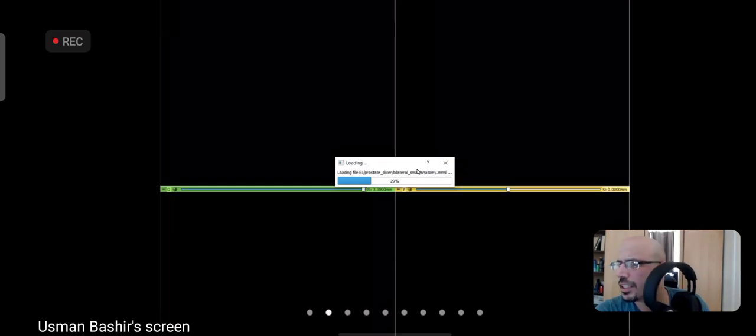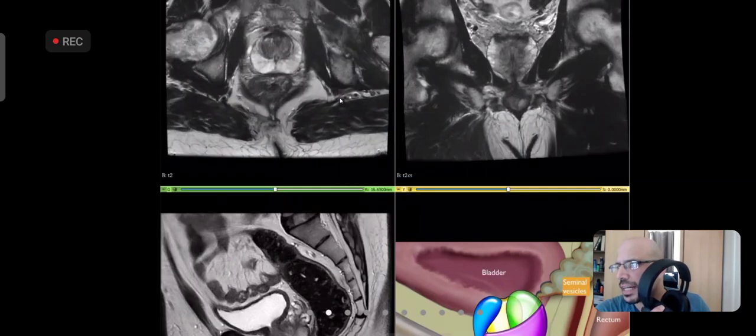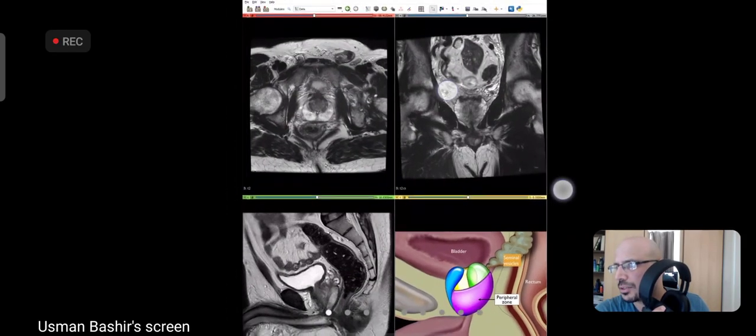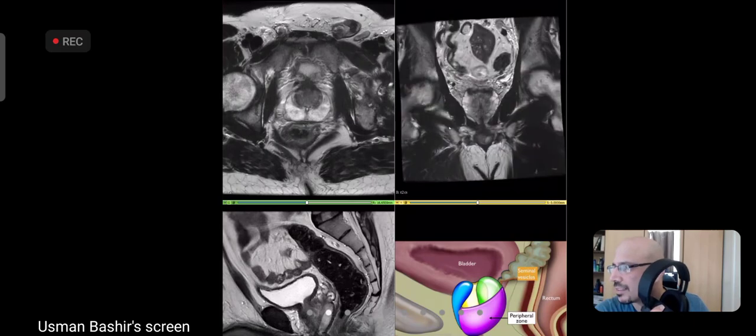ये सॉफ्टवेयर स्लाइसर 3D ये मैं यूज करता हूँ. It's not ideal. It crashes a lot. It has lots of bugs, but it has its benefits. You can show study cases. It's like a DICOM viewer with the ability to also display JPEG images and whatnot.